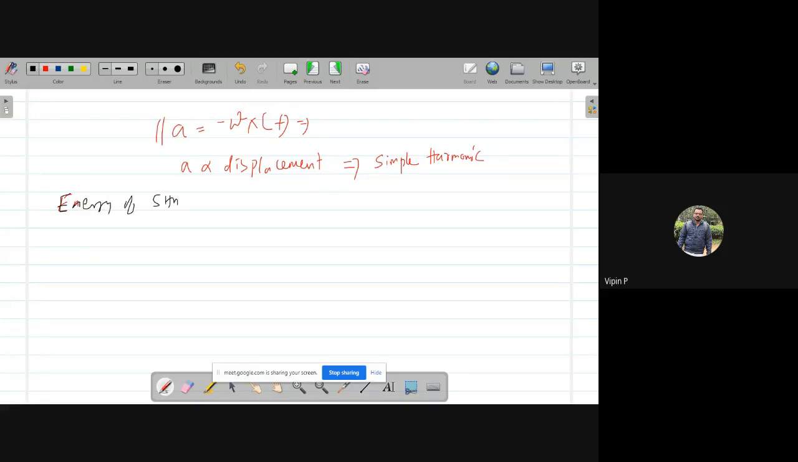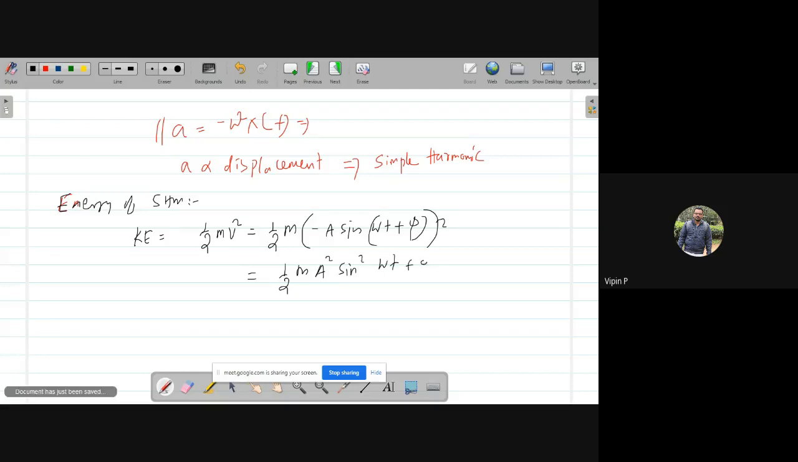Energy of a system. So let's calculate the kinetic energy first. Kinetic energy is half mv squared, which is half m into minus a sine omega t plus phi, the whole square. So you get half m a squared sine square omega t plus phi. That's the kinetic energy.